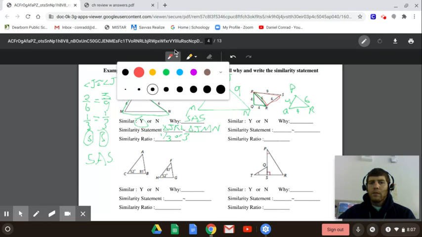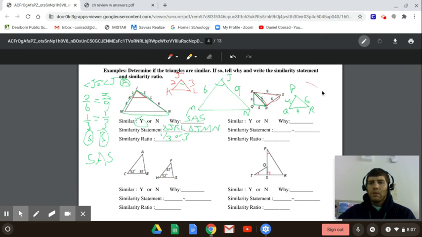All right, so now let's look at the red. So we're going to draw that separately over here. So here's P, here's S, and here's R. And this is 6, 6, and 9. All right, so smallest matches with small. So 4 is going to match with 6, 4 with 6, and then 6 with 9. So you would have 4 over 6, 4 over 6, and 6 over 9.